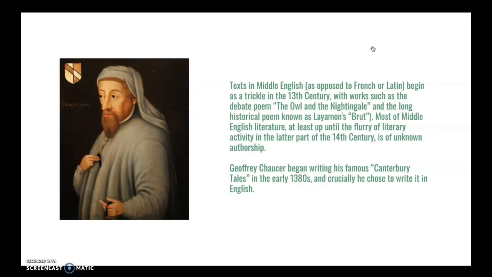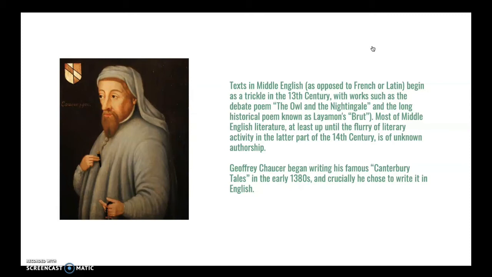Texts in Middle English began to appear in the 13th century, with works such as the debated poem The Owl and the Nightingale, and the historical poem known as Layamon's Brut. Most of this English literature is of unknown authorship.